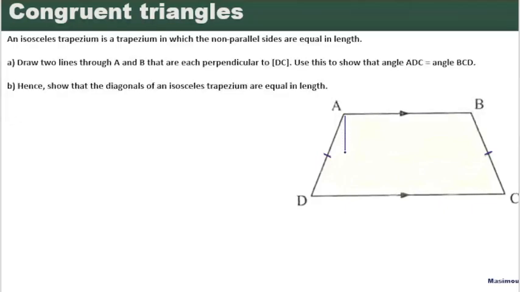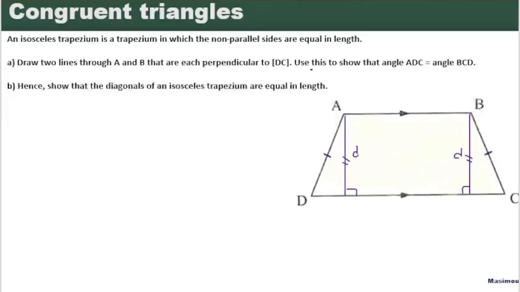Part A asks: draw two lines through A and B that are each perpendicular to DC. From A, which is perpendicular to DC, and from B, which is perpendicular to DC again. We see AB and DC are parallel. So this distance and this distance, because they are perpendicular, are the same. So this side and this side would be equal because the distance between two parallel lines is equal.